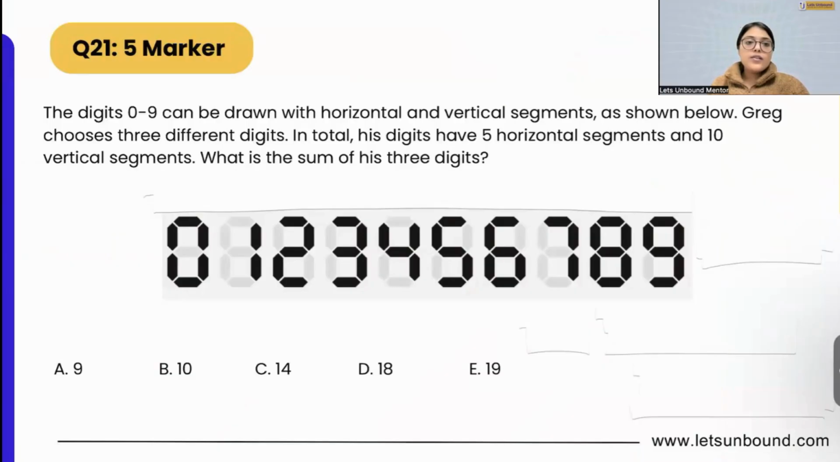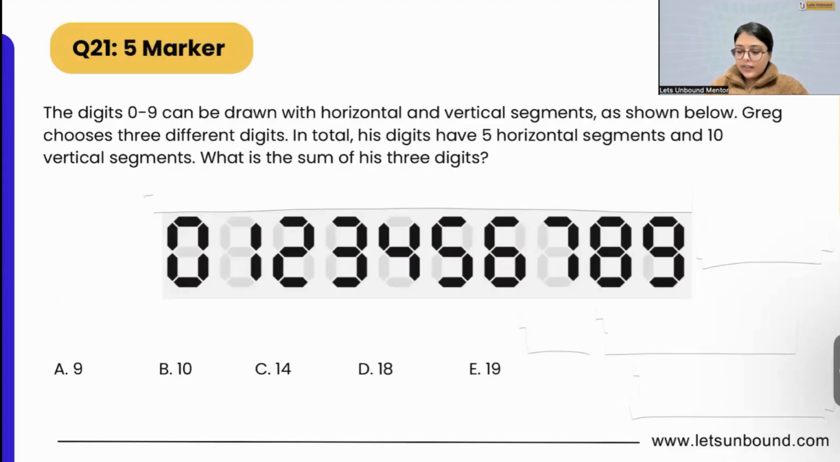The digits 0 to 9 can be drawn with horizontal and vertical segments as shown below. Greg chooses 3 different digits. In total, his digits have 5 horizontal segments and 10 vertical segments. What is the sum of his 3 digits? Now let's just understand the question first.